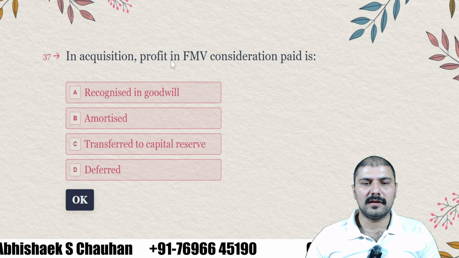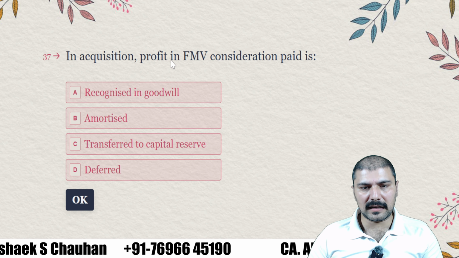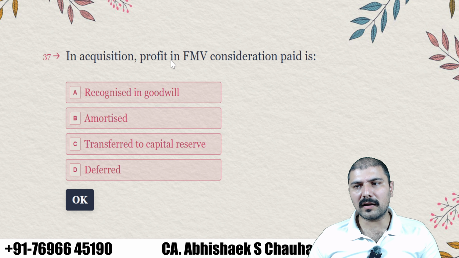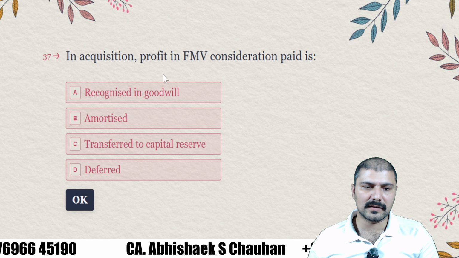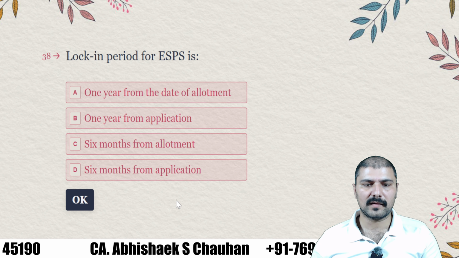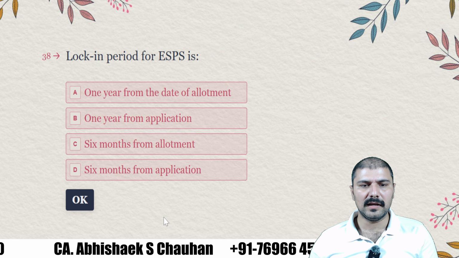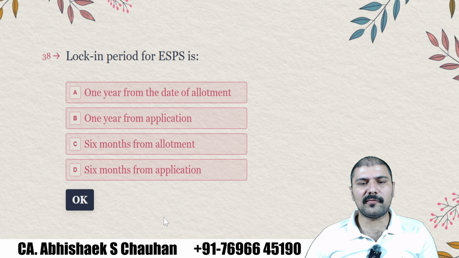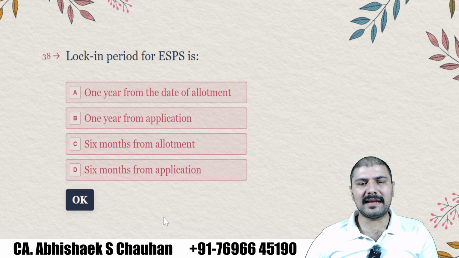In acquisition, profit in fair market value, consideration paid is recognized in goodwill, amortized, transfer to capital reserve, or deferred, right? The correct answer is transfer to capital reserve in a business combination kind of deal, if any benefit is there. Lock-in period for ESPS is 1 year at least from the date of allotment. Minimum vesting period under ESOS, SEBI, right? Minimum vesting period is 1 year. It can be more than that, but it should be at least 1 year.